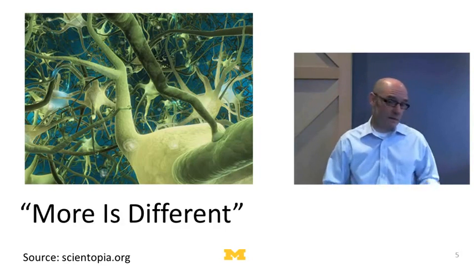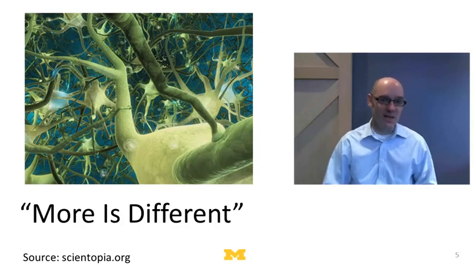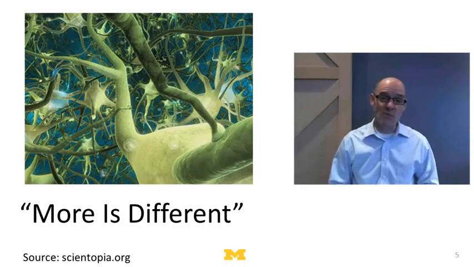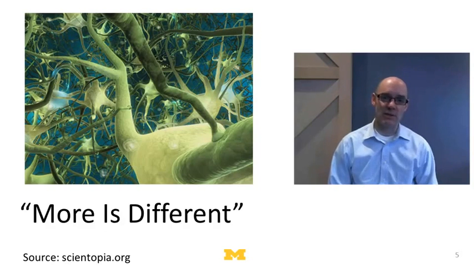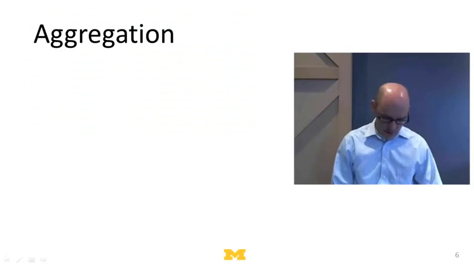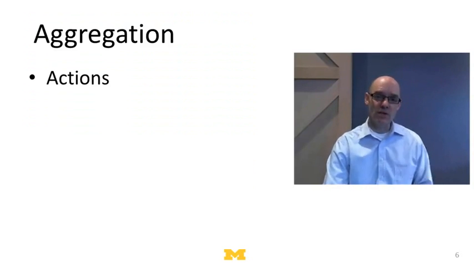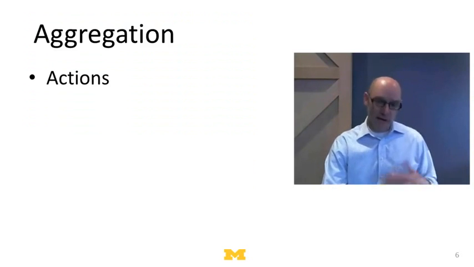Now, in these lectures we're not going to explain consciousness or cognition, but we are going to work through how it is that at the macro level, at the emergent level, we can get stuff that's far more interesting and surprising than we saw at the micro level. So how are we going to do it? What's our plan? How are we going to proceed in thinking about aggregation? Well, we're going to start out by thinking about aggregation of actions.